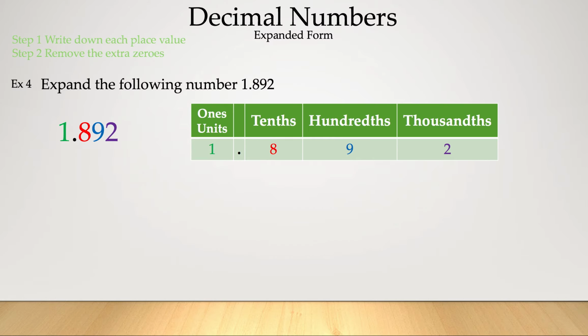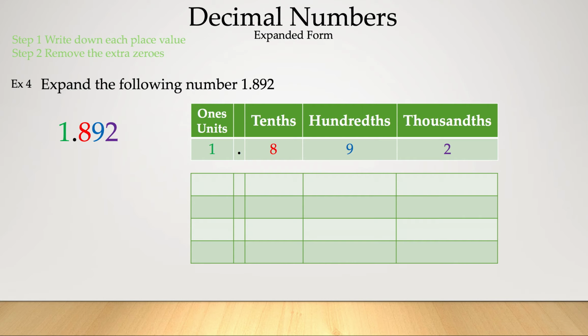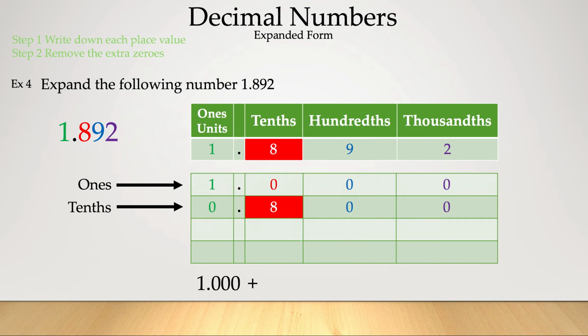Okay, so now we take a look at the next example where we have 1.892 and we're going to expand it. So now we take a look at the place value on the left, and in this case it is ones. So now we're going to go ahead and write down the 1, and every other number is going to become a 0. So we write down 1.000, and we move to the right one place value, so we write the number 8, and every other number becomes a 0. So let's go ahead and write that down, 0.800.